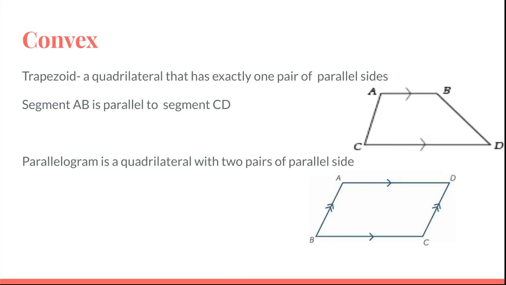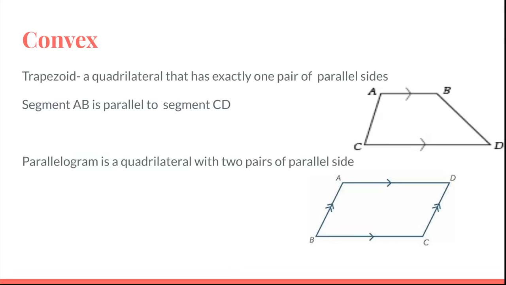One convex quadrilateral is a trapezoid, and a trapezoid, by definition, is a quadrilateral that has exactly one pair of parallel sides. If you look to the right, there's an image, and on the image you can see that segment AB is parallel to segment CD.